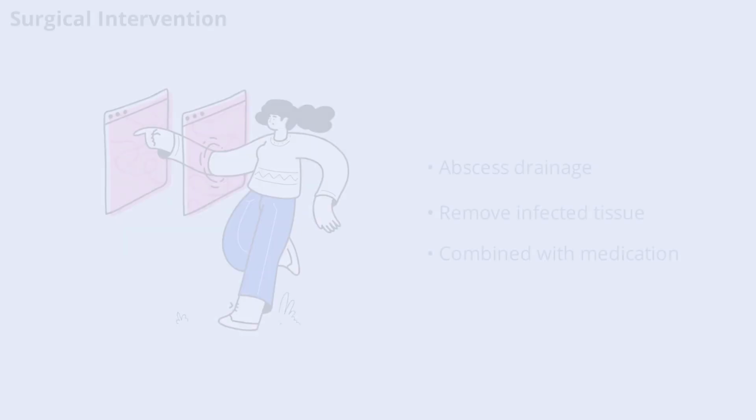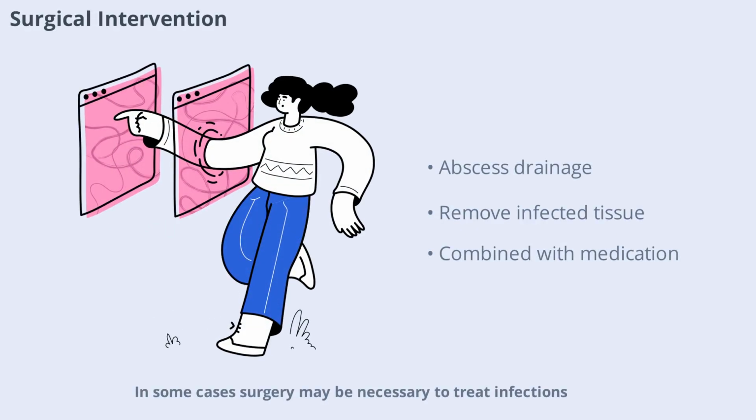In some cases, surgery may be necessary to treat infections. This is often required when an abscess needs to be drained or infected tissue must be removed. Surgical intervention is usually combined with medication to ensure complete recovery. Your healthcare team will discuss the risks and benefits if surgery is recommended.